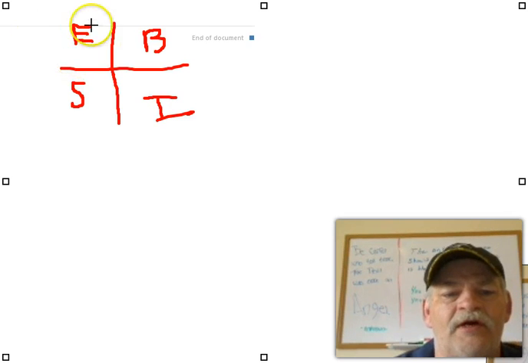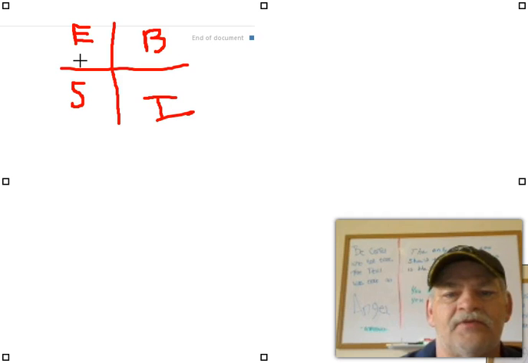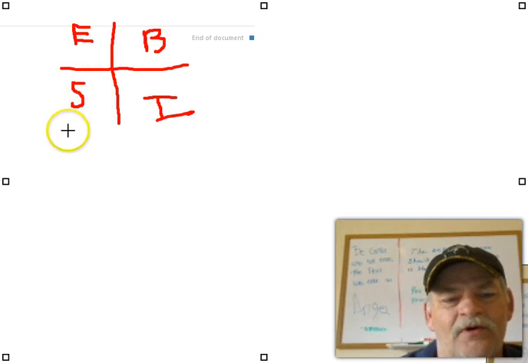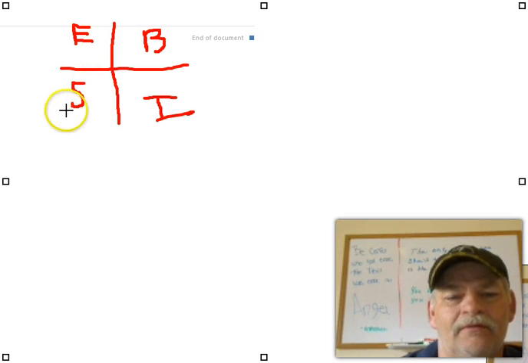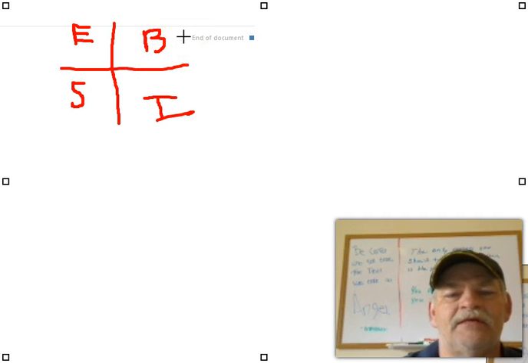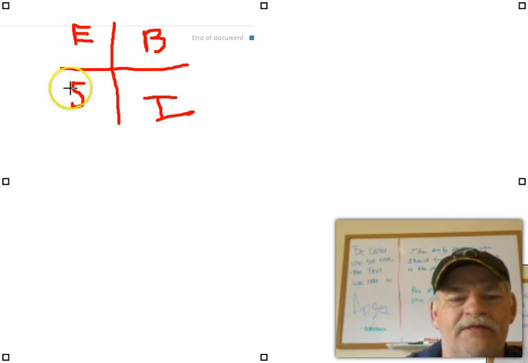There are 4 different ways to make money in America. The first one is the E. Can you guess what that is? It's an employee. The next one, that's an S, stands for self-employed. The third quadrant is business owner, or B. And the last one is an investor, like Warren Buffett. All right, now, here's the thing.